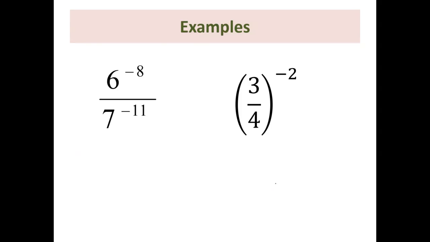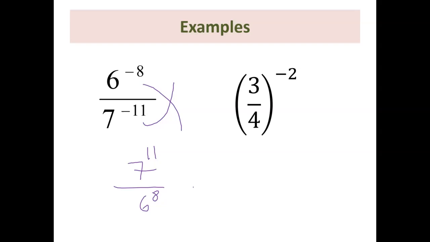Here I have two examples. In the first example, I have 6 to the power negative 8 over 7 to the power negative 11. Now keep in mind that the bases 6 and 7 are not the same, right? So what I'm going to do is move this on the top and bring this on the bottom, and that would be it. So I will have 7 to the power 11 in my numerator, and I will have 6 to the power 8 in my denominator. The exponents are large here, so I will not bother to evaluate. I'm just going to leave it like that.